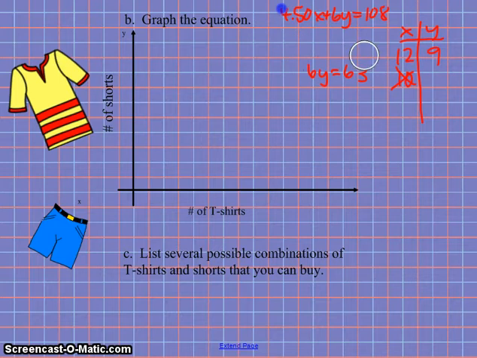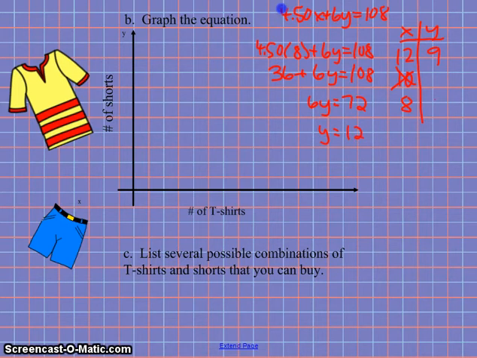So let's guess something else. Let's guess 8 shirts. Well, 4.50 times 8, I would get $36 spent on that. And that would leave me with $72 to spend on shorts. That means I can buy 12 pairs of shorts.